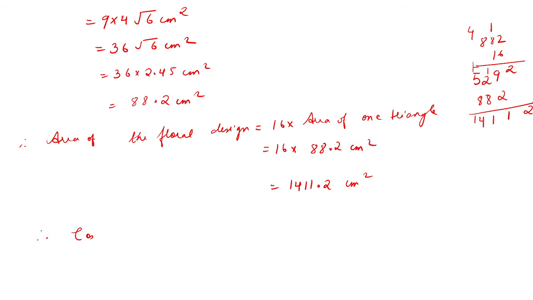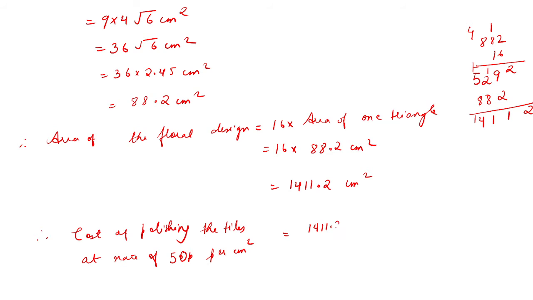The cost of polishing the tiles at the rate of 50 paise per centimeter square. Okay, this is 50 paise, right? So that means 1411.2, we have to find the cost of this into how much?